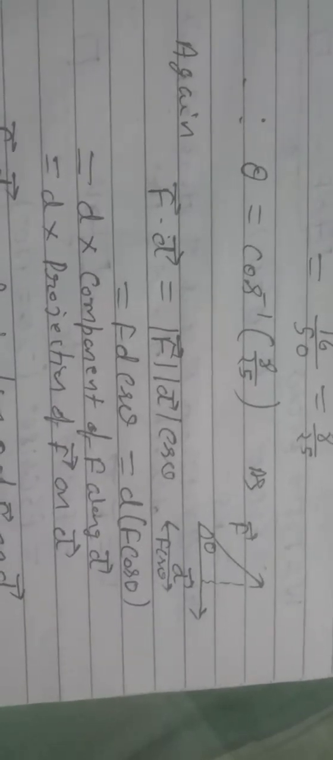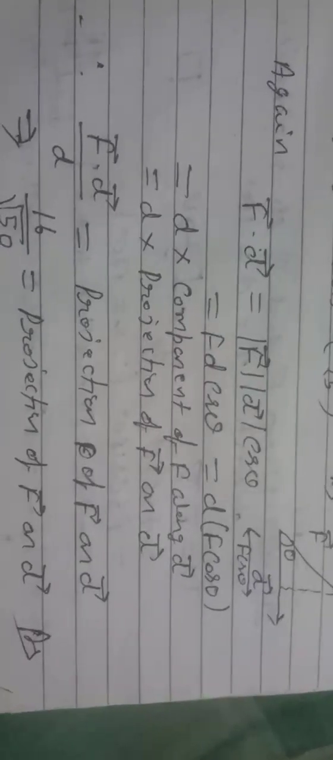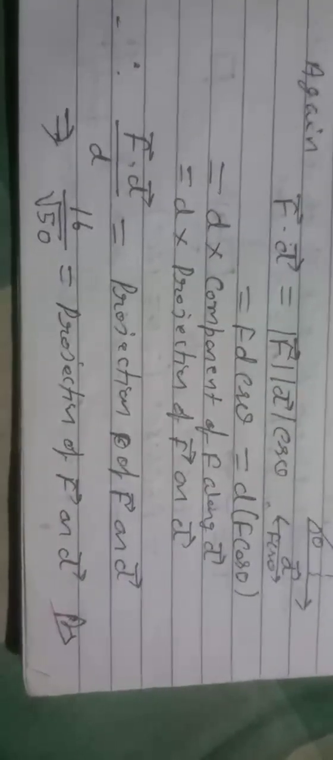Again, f dot d equals mode of f into mode of d into cos theta equals f d cos theta equals d into f cos theta equals d into the component of f vector along d vector, or equals d into the projection of f vector on d. Hence f dot d by d equals the projection of f vector on d vector. This implies 46 by root 50 equals the projection of f vector on d vector. Answer.